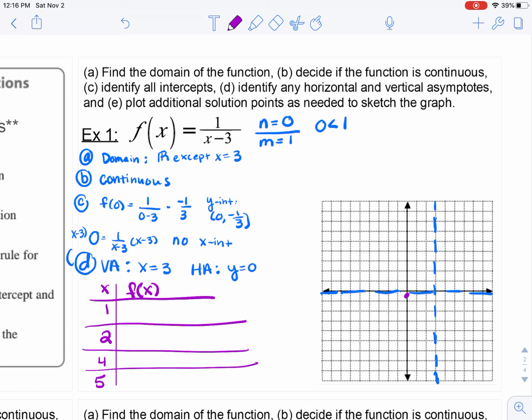So if you plug in 1, 1 divided by 1 minus 3 would be -1/2. If you plug in 2, 1 divided by 2 minus 3, that would be -1. If you plug in 4, you would get 1 divided by 4 minus 3, so that's 1. And if you plug in 5, 1 over 5 minus 3 would be 1/2. So these give us a couple extra points to see the overall shape of the graph.